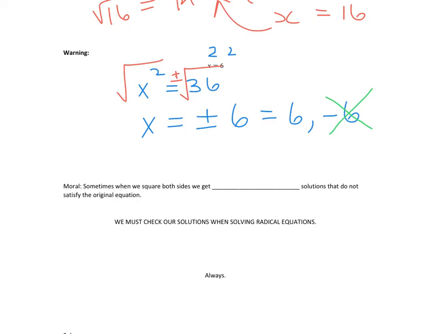So, moral of the story: it doesn't happen all the time, but sometimes when we square both sides, we get extra solutions, which we called extraneous solutions. And they do not satisfy the original equation. Just like with rational equations, where we always had to make sure our solution did not make our denominator 0, for radical equations we always have to check our solutions. Always.